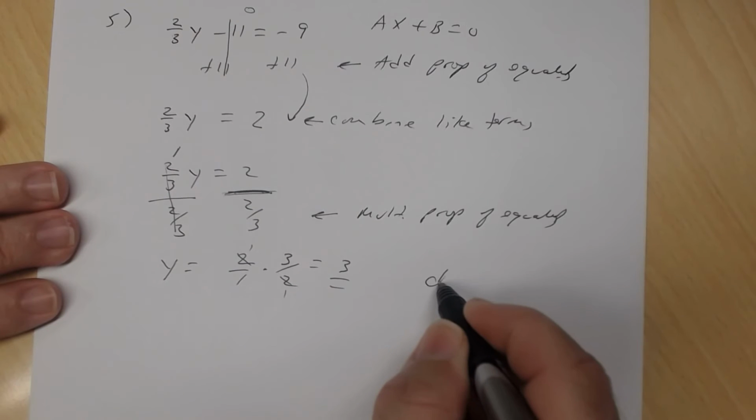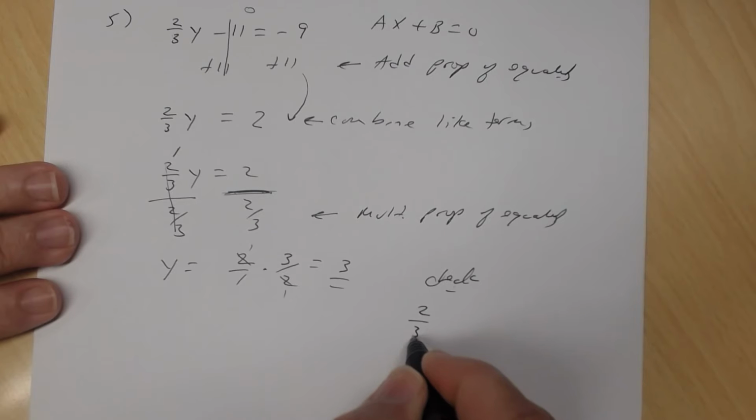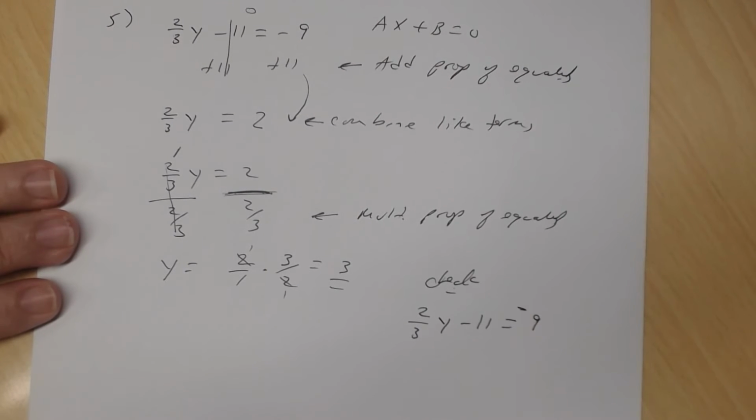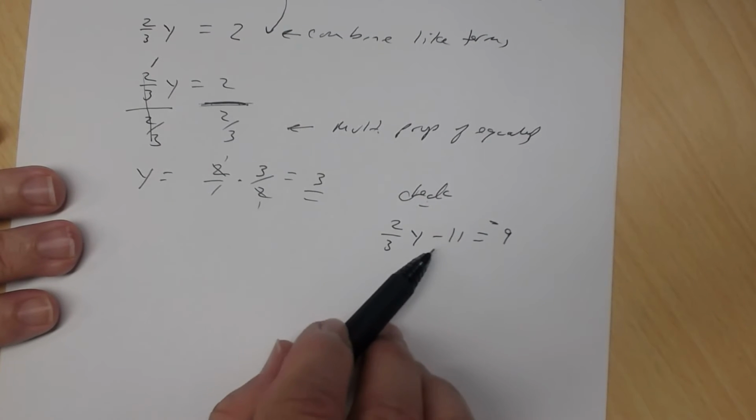And you can check this. So if you check, go back to the original. My original was 2/3 y minus 11 equals negative 9. All right, so let's see if when I substitute 3 for y, I get that.